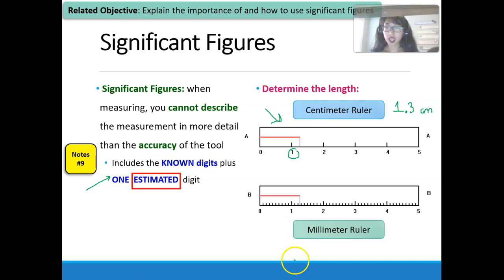Now down here, this one is a much more accurate tool. So here I can measure that this is 1.2, because we have 2 tiny dashes here. And then we can estimate here, it's a little bit past halfway, so I would say maybe a 6. So this would be 1.26 centimeters. Again, we can get more and more accurate the more detail that the tool has. So we can have all the known digits plus 1 estimated.